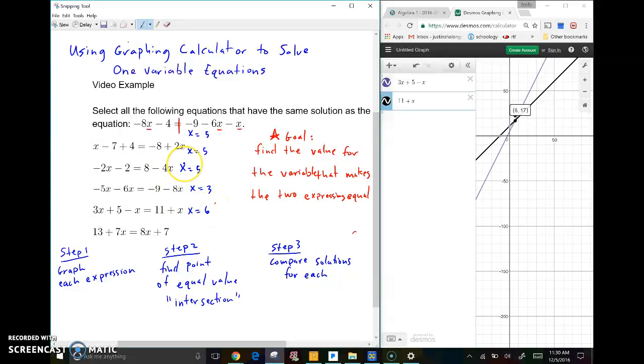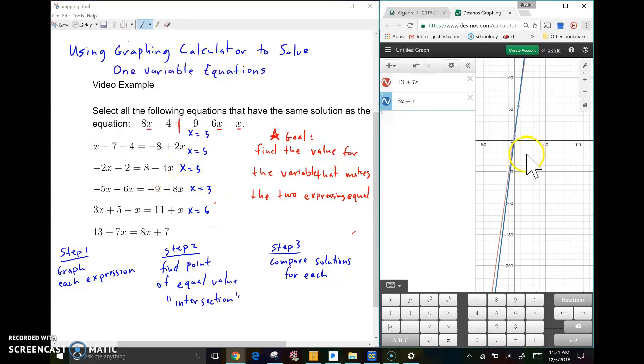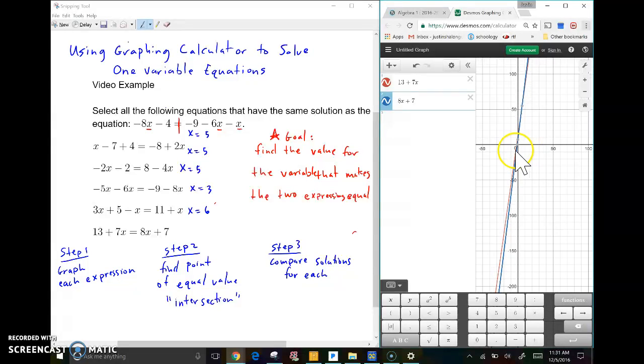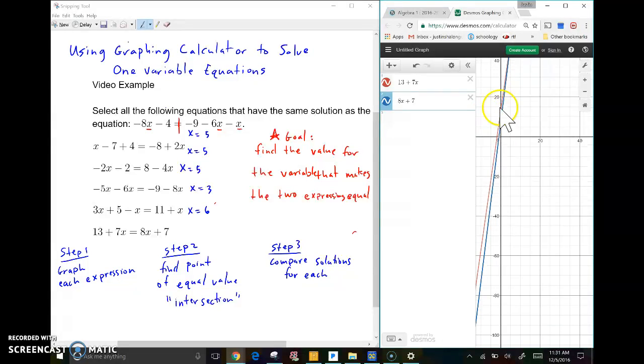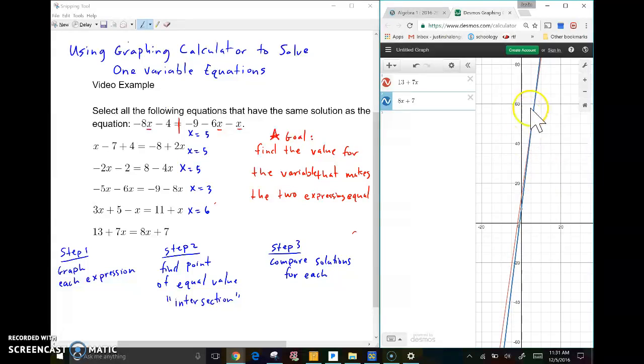And the last one, here it's a little bit more challenging to see. There are several dots here. You want to make sure that the dot you're looking at is the dot of intersection. You can see the two lines come together when x is 6. So 6 causes these to be equal value. So we've got our solutions for each.